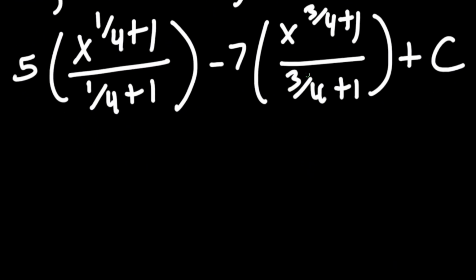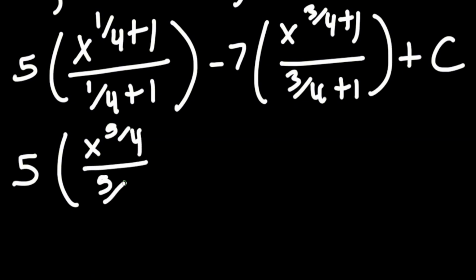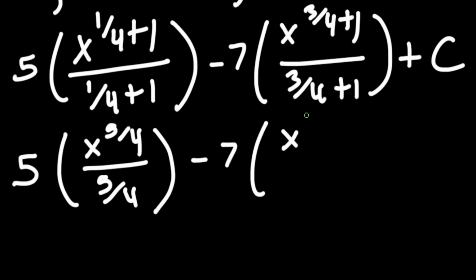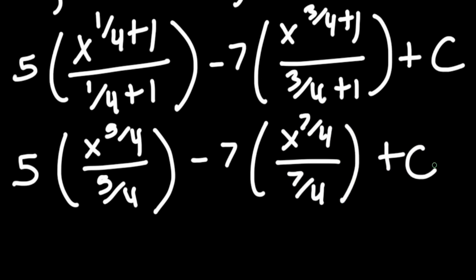So we just simply need to add. 5 times x raised to 5/4 over 5/4 minus 7 times x raised to 7/4 over 7/4 plus c.